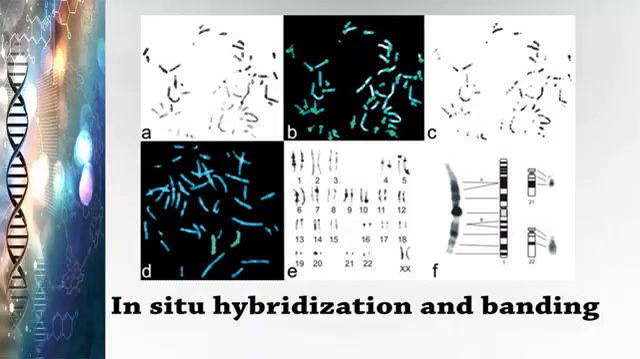In situ hybridization and banding. For the first time in 1969, Pardue and Gall showed the hybridization of satellite DNA probes to denatured chromosomes in situ on microscope slides. This allows recognizing a range of chromosomal deletions, duplications and inversions.